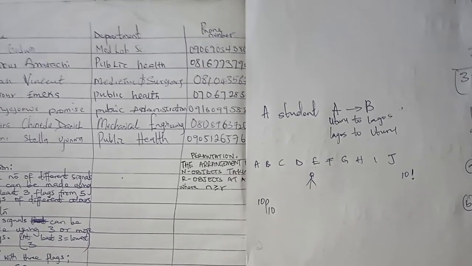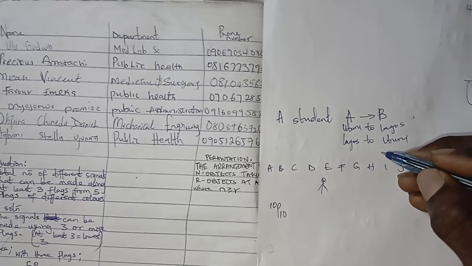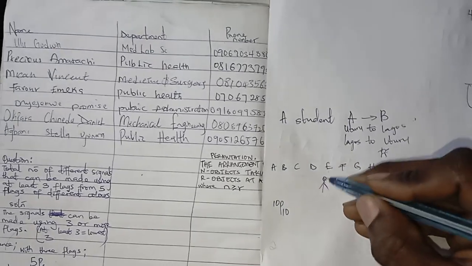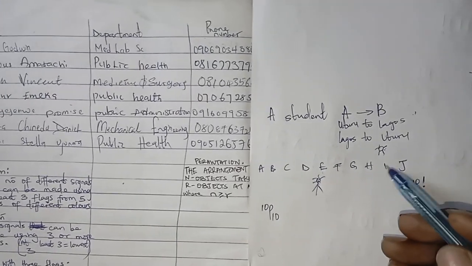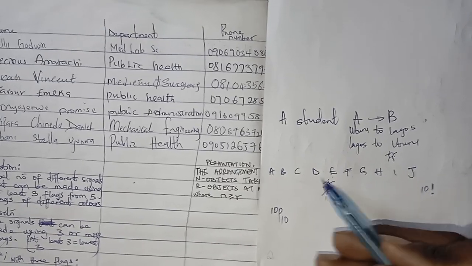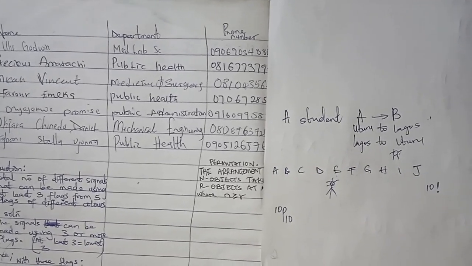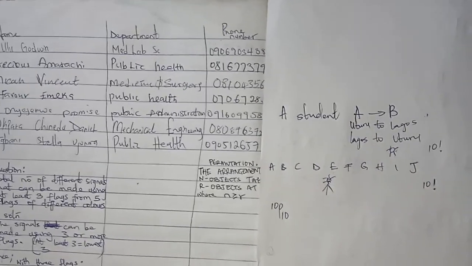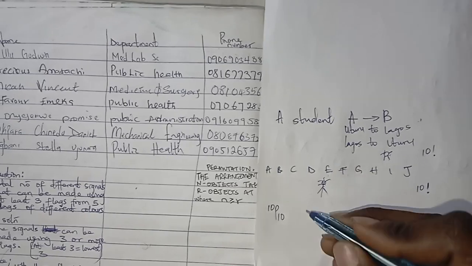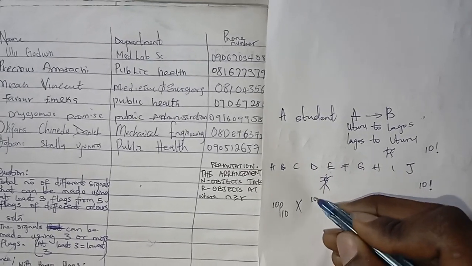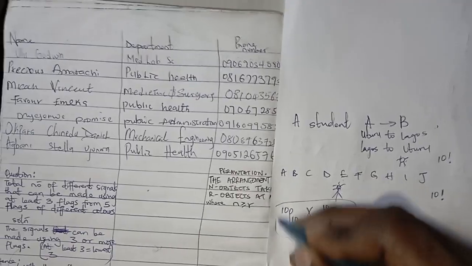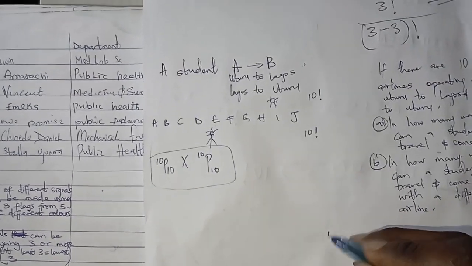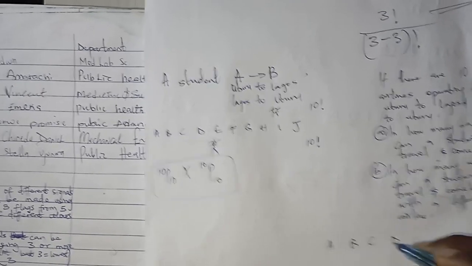Now, on coming back, let's say this is Simbi. On coming back, she still has, let's use she now, she still has 10 options. So on coming back, she has 10 factorial options. When you put it together, it's the same thing as saying 10 permutation 10 times 10 permutation 10. That is your answer.